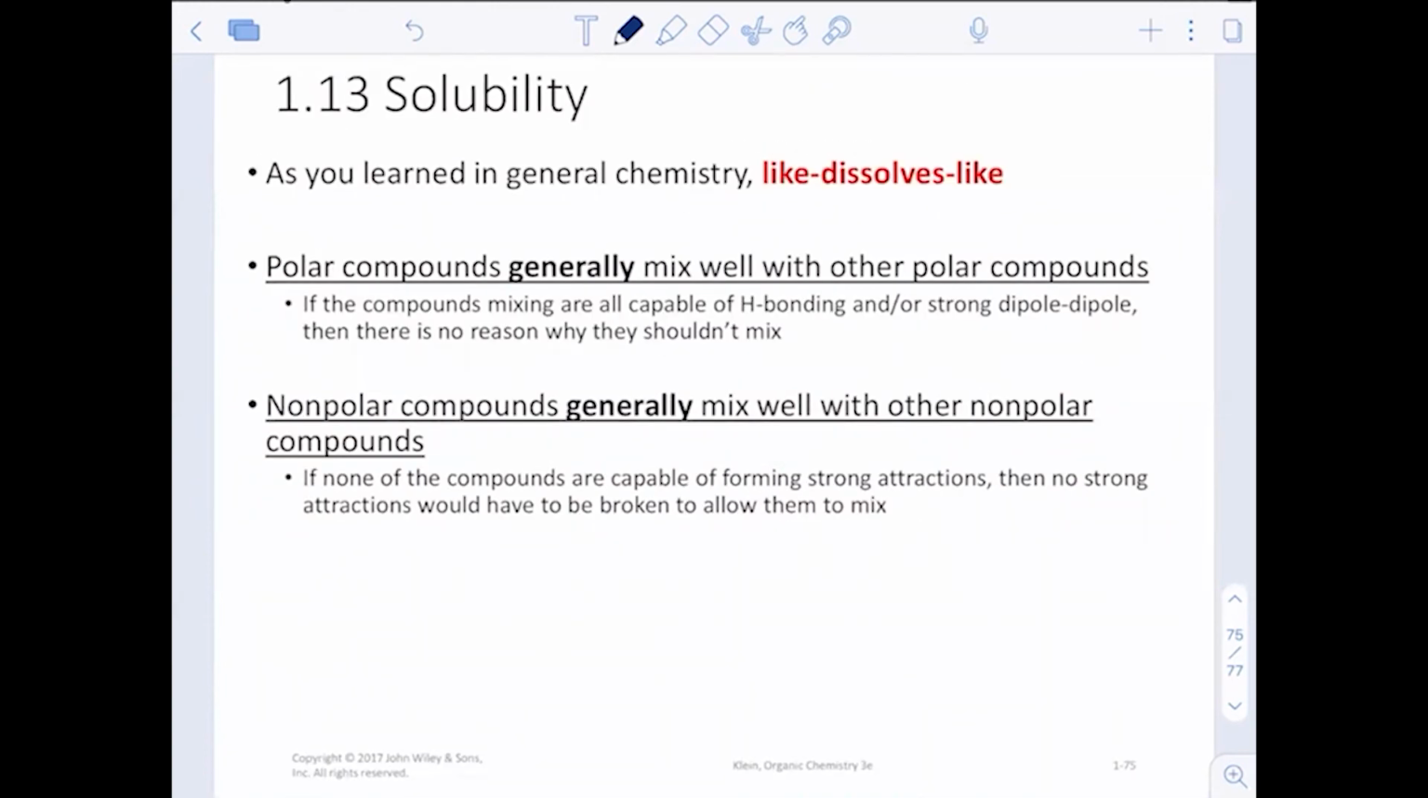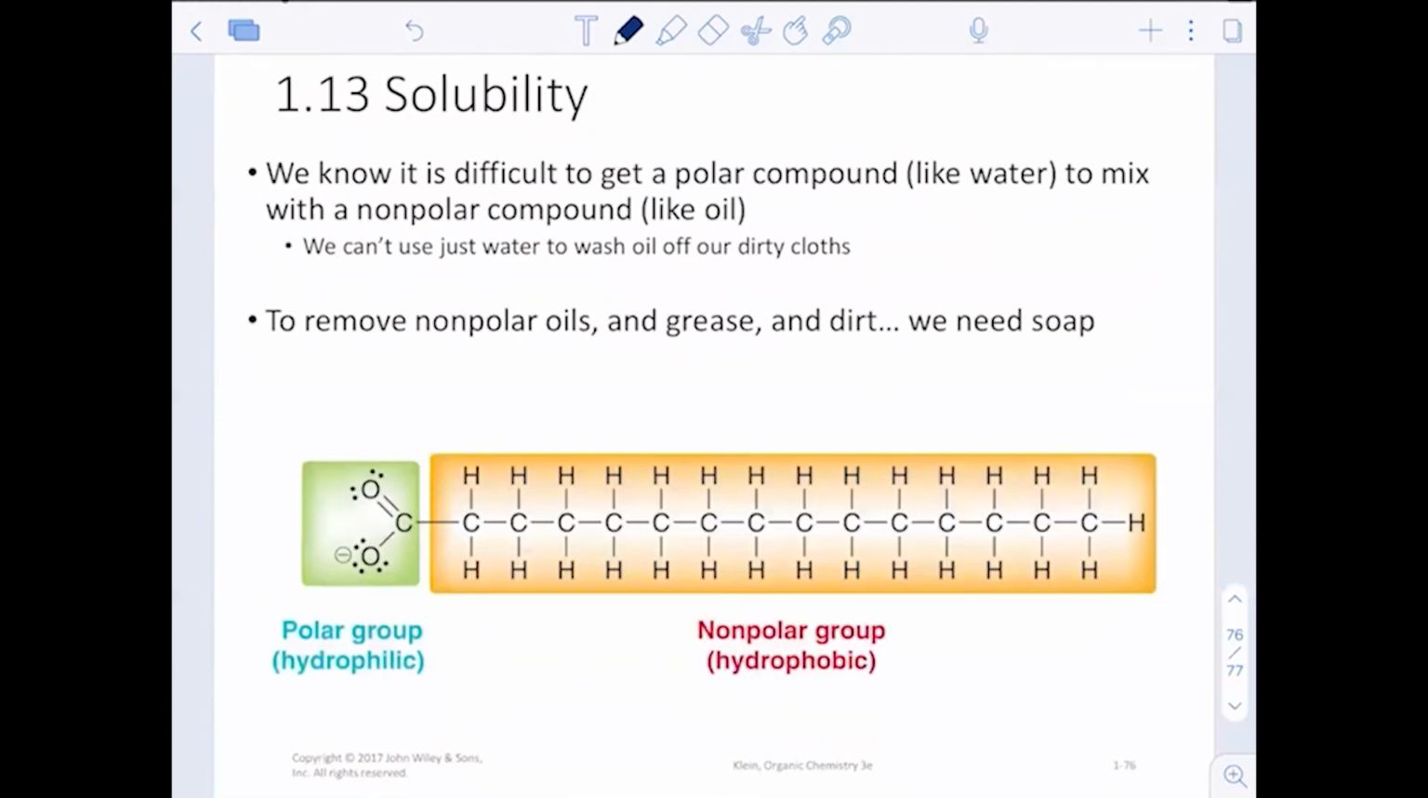Like dissolving like. Hopefully we learned that in general chemistry, that polar compounds mix well with other polar compounds. If you have hydrogen bonding, you like to mix with other things that can hydrogen bond. Non-polar compounds don't tend to mix well with polar compounds. They tend to mix well with other non-polar things. So like intermolecular forces dissolve like intermolecular forces. And so we know it would be difficult to get a polar compound like water to mix with a non-polar compound like oil. So we can't just wash our clothes in just plain old water.